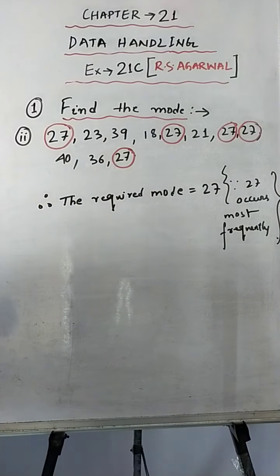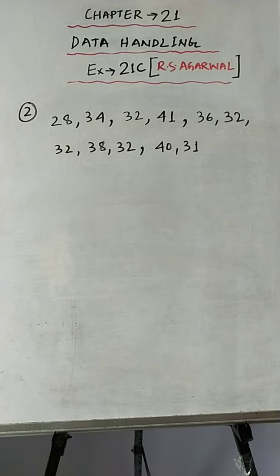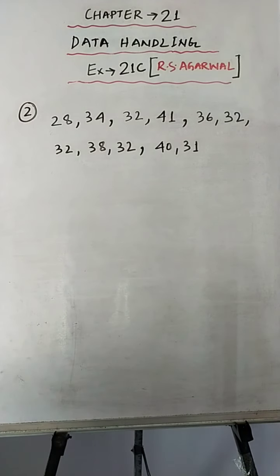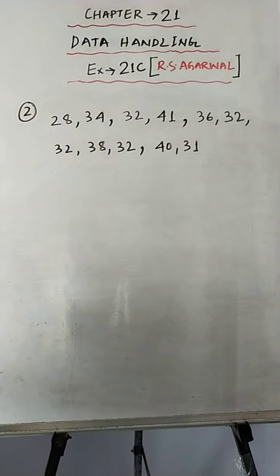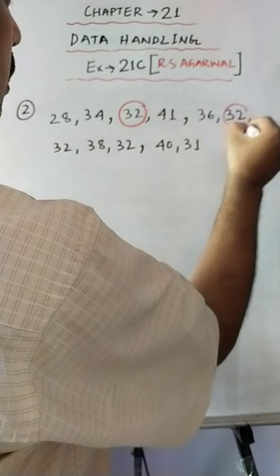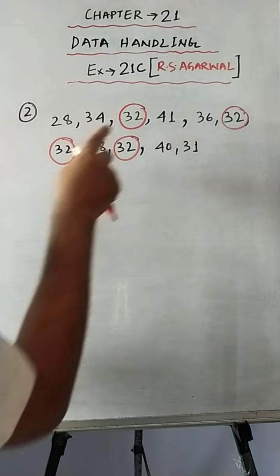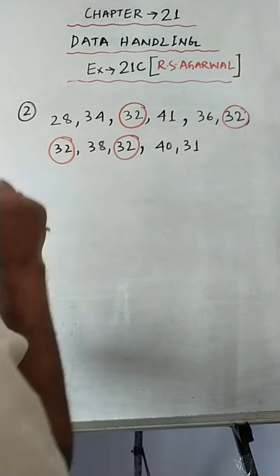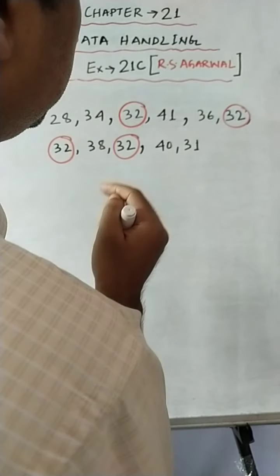Fine. Now let's move on to sum number 2. In question number 2 also we have to find the mode. So we have to observe which number has occurred the maximum number of times, that is 32, I guess. See, 32 has occurred 4 times, and there are no other numbers which have occurred more than 4 times, I guess.